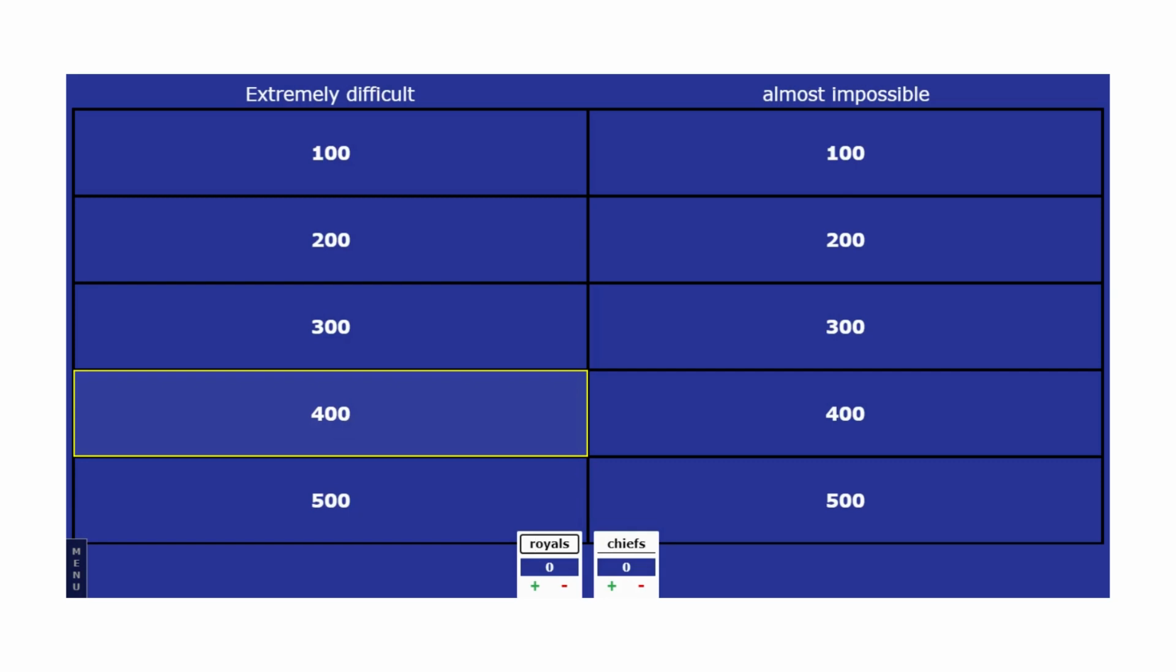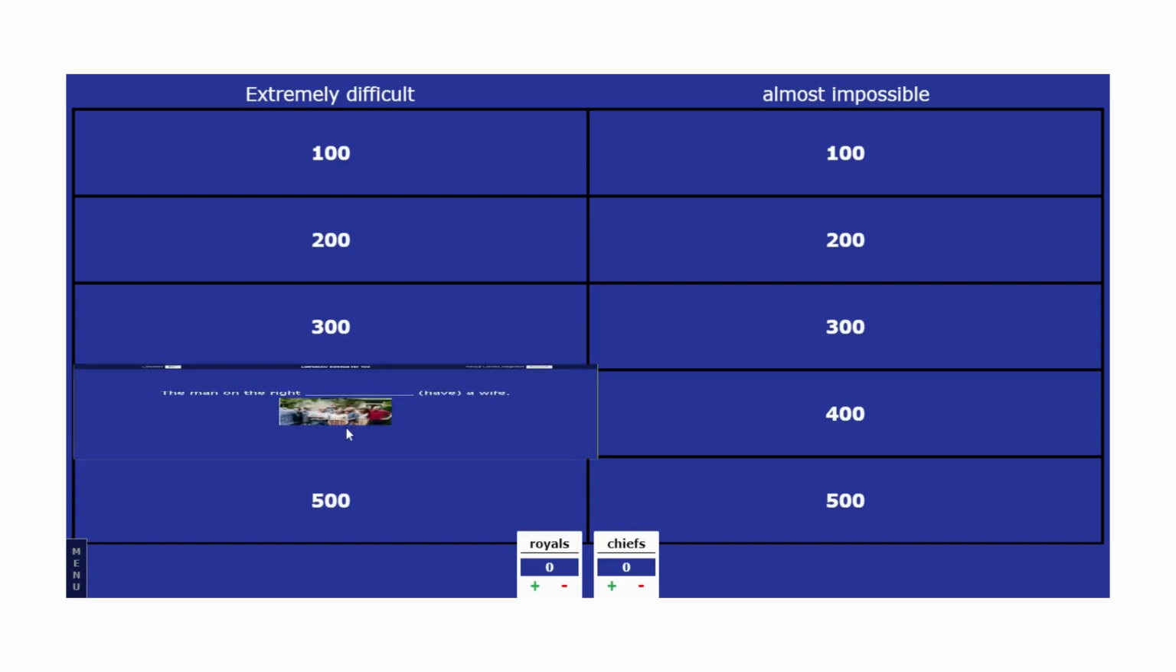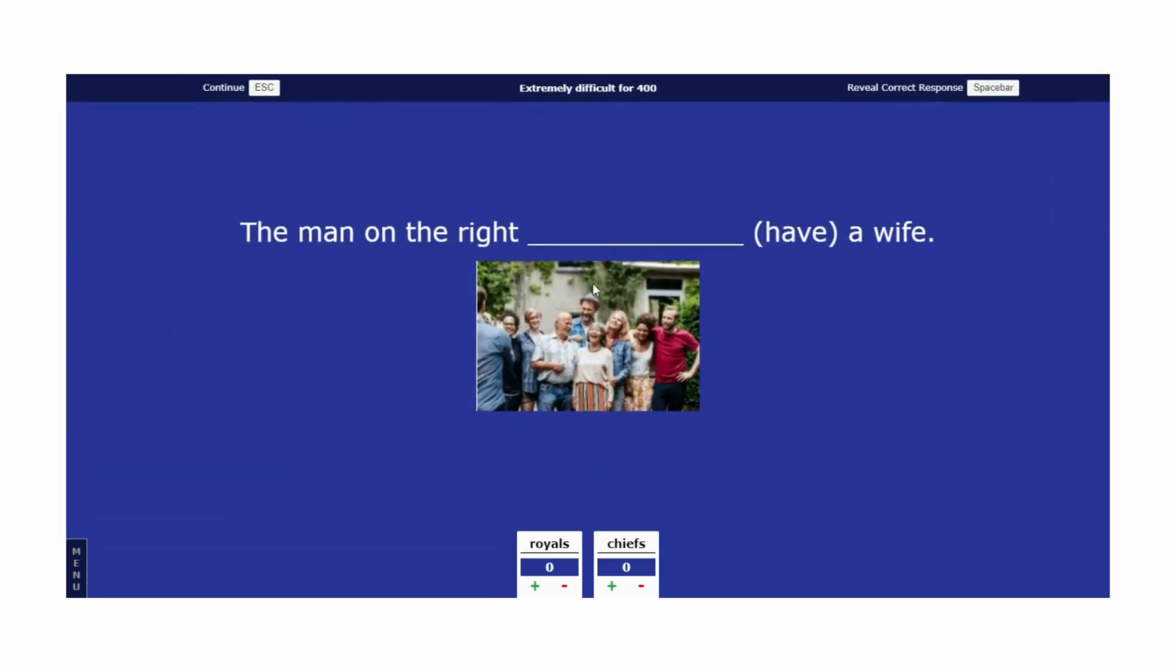Let's get started. So we'll start with the Royals. And they're going to choose extremely difficult for 400. So I click on that box. And all we have to do is fill in the blank with the present simple. The man on the right has a wife. In this case, we're going to use has because it's the man.